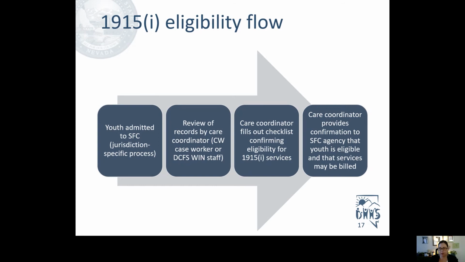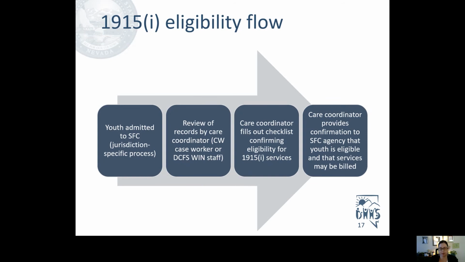The care coordinator can be either a caseworker at the child welfare jurisdiction, or if the youth is placed in an AFC home, or if they are a rural child welfare youth, the care coordinator will be a DCFS WIN worker. The review of records must consist of, at minimum, a review of the CASI-EXI, the SED determination, and the diagnosis. The care coordinator will fill out the eligibility checklist to confirm that the youth is eligible for services.